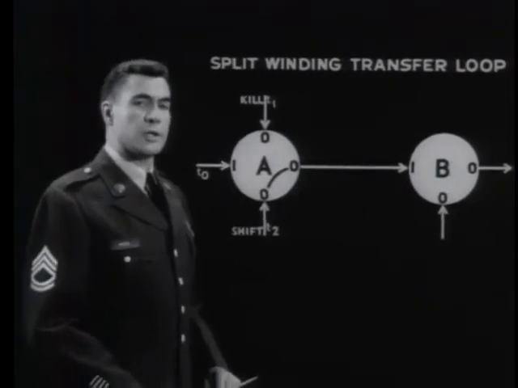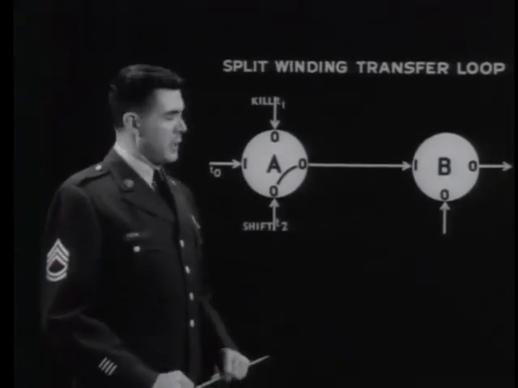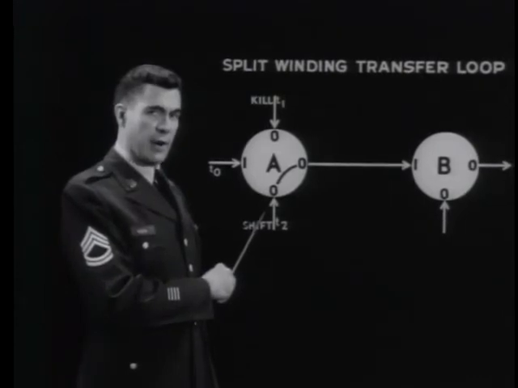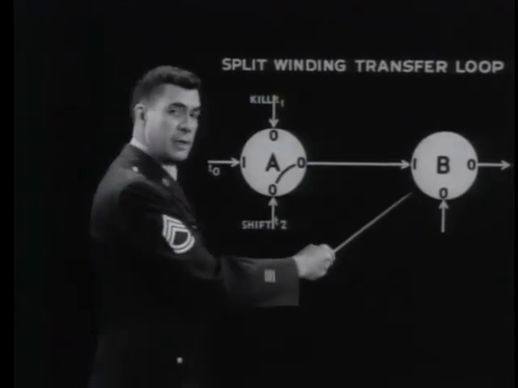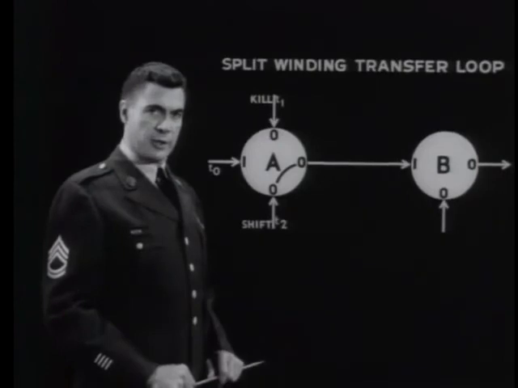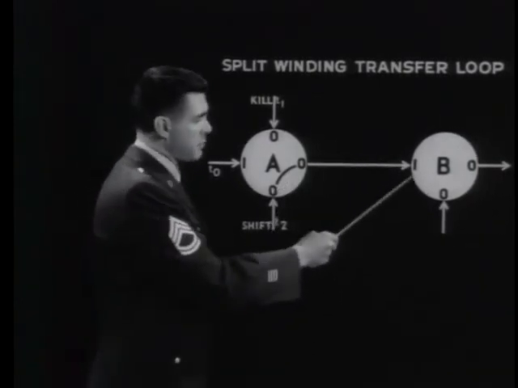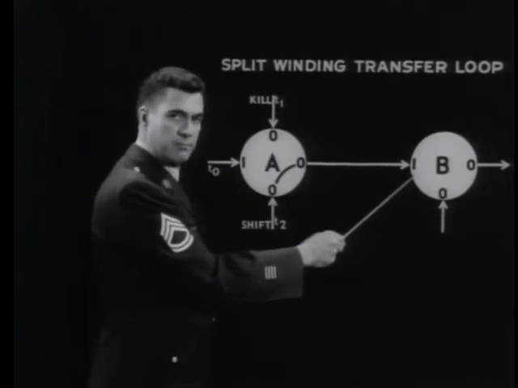Incidentally, to illustrate the split winding, the shift arrow is placed here at core A in the logical diagram and not at core B, because this shows its function: to clear core A back to 0, and at the same time put a 1 in B.